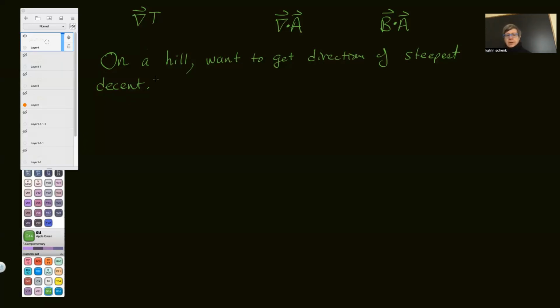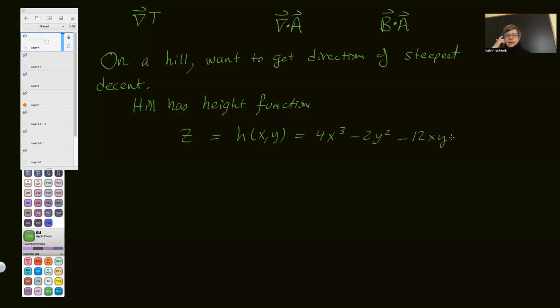All right, let's say that the hill has a height function, Z, so that's the height. Let's imagine that the hill has X, Y, and then Z is the height of the hill, a function, and I'll use H of X and Y, so only 2D, that looks like this: 4x cubed minus 2y squared minus 12xy in meters.